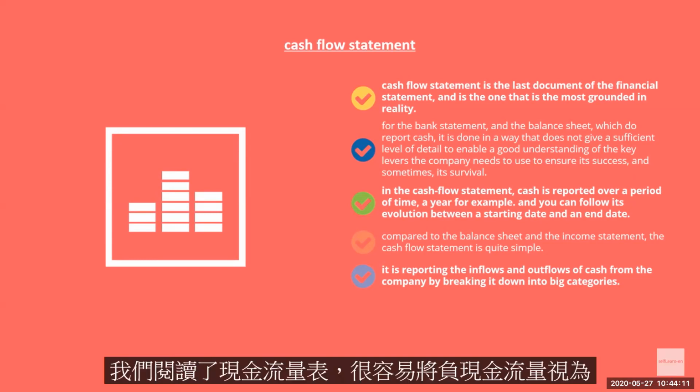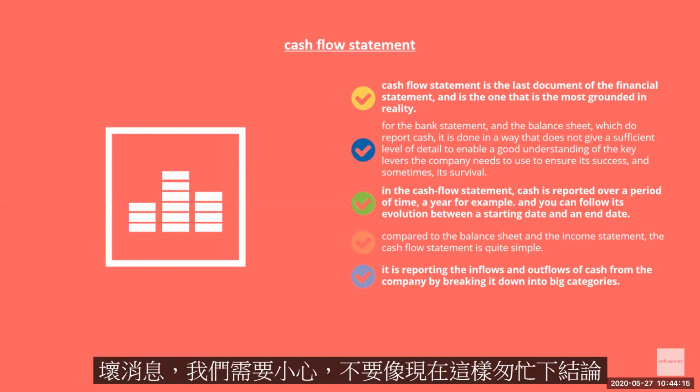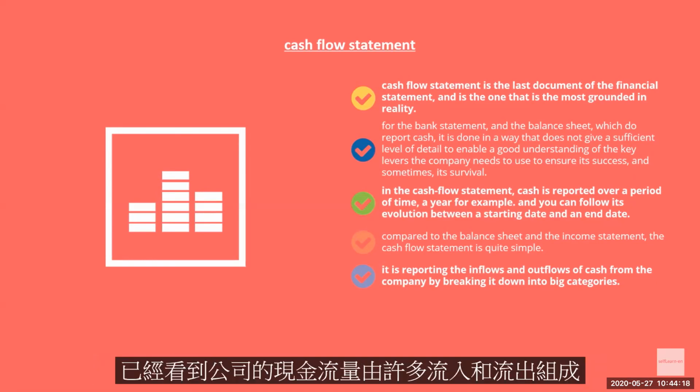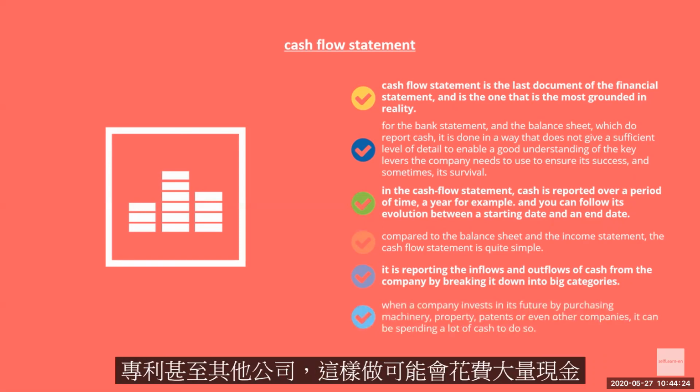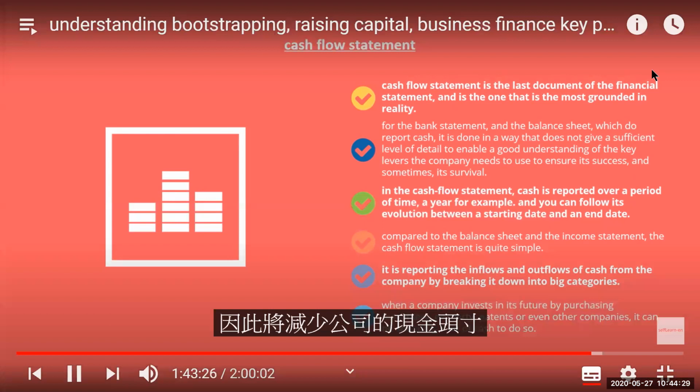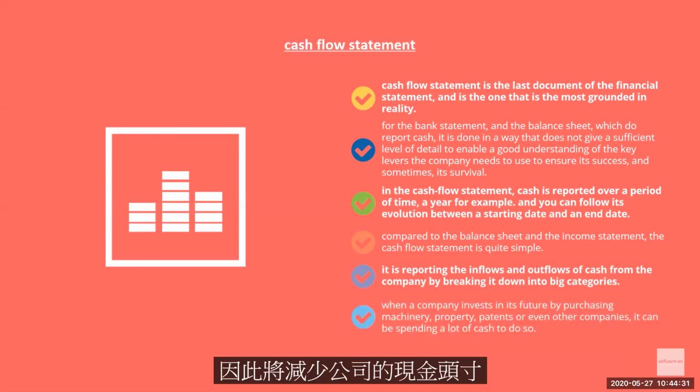I'm sure we will all agree that more cash is better. And when we read a cash flow statement, we can be tempted to view a negative cash flow as bad news. We need to be careful not to make hasty conclusions. As we have already seen, the cash flow of a company is made up of many inflows and outflows of cash. When a company invests in its future by purchasing machinery, property, patents, or even other companies, it can be spending a lot of cash to do so. This will therefore reduce the cash position of the company and could create a negative cash flow.